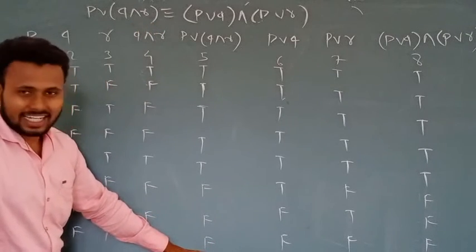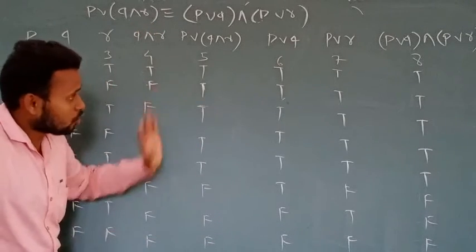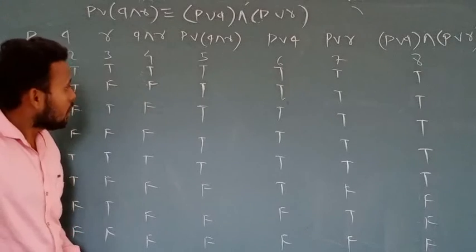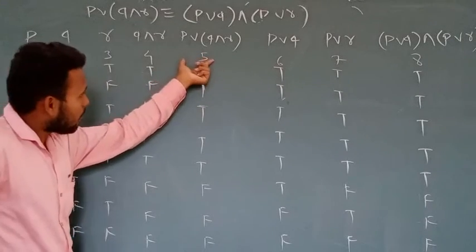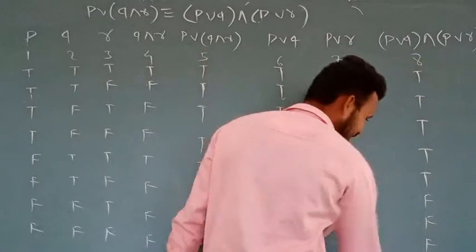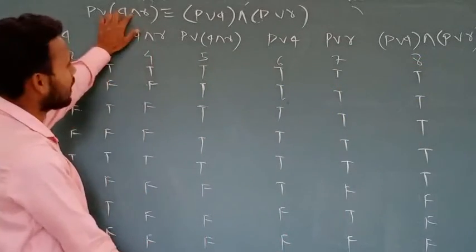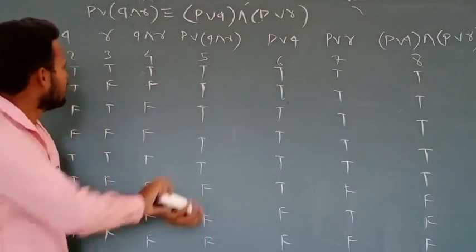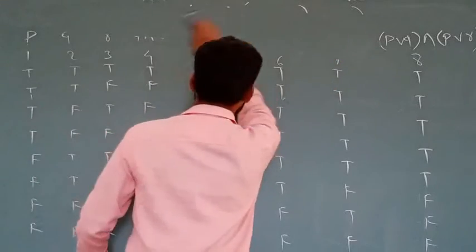What will the line after the column be? Therefore, from the above truth table we observe that all the entries in column 5 and column 8 are the same, therefore the given statement pattern is equivalent.